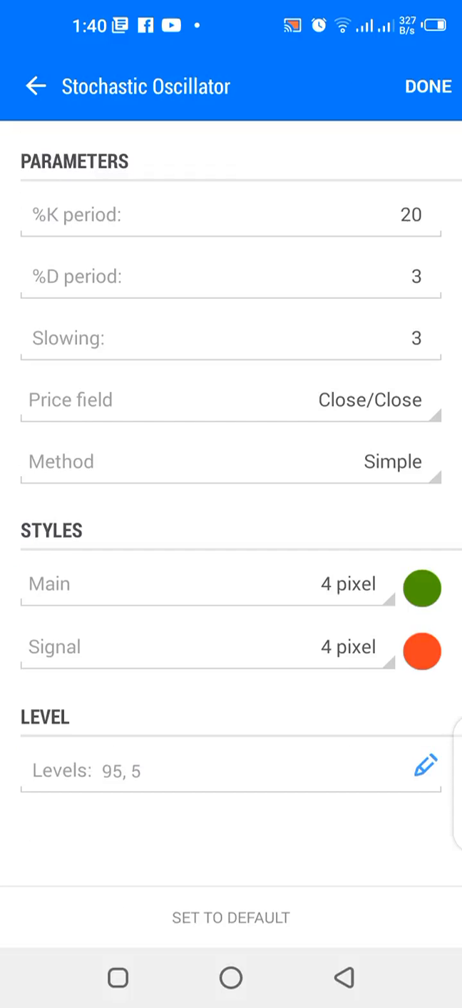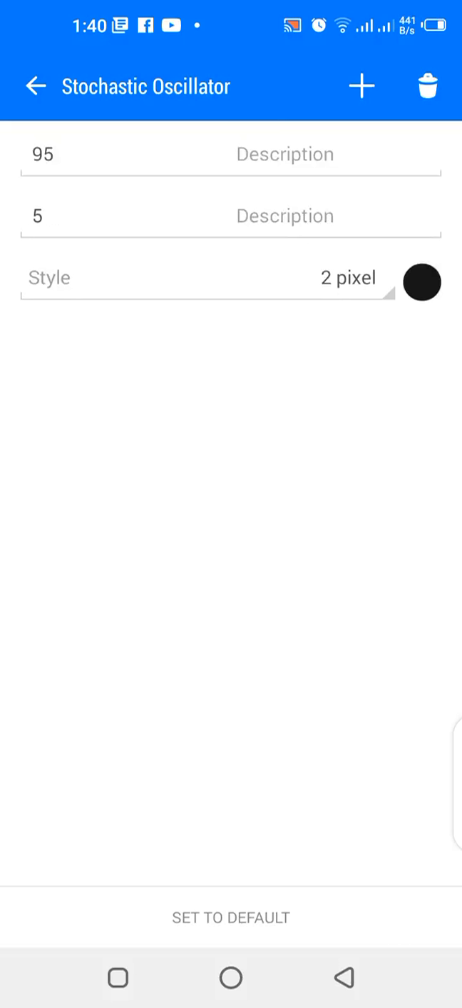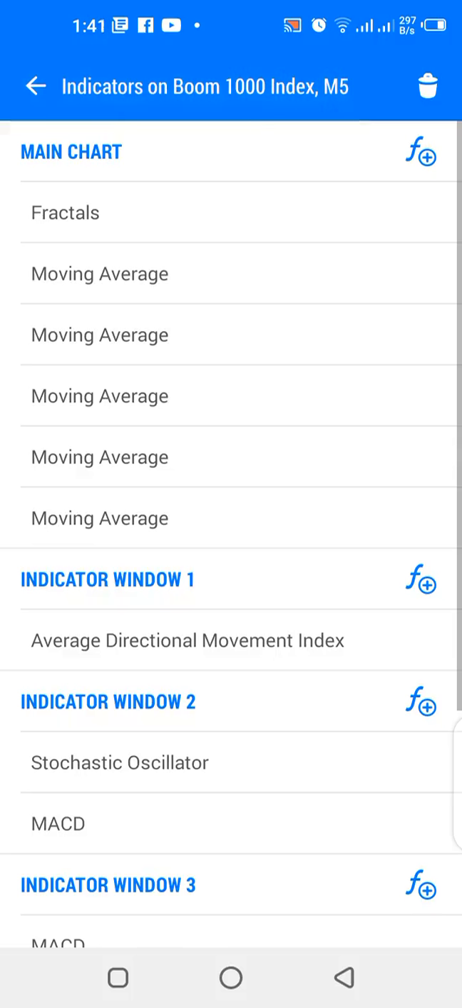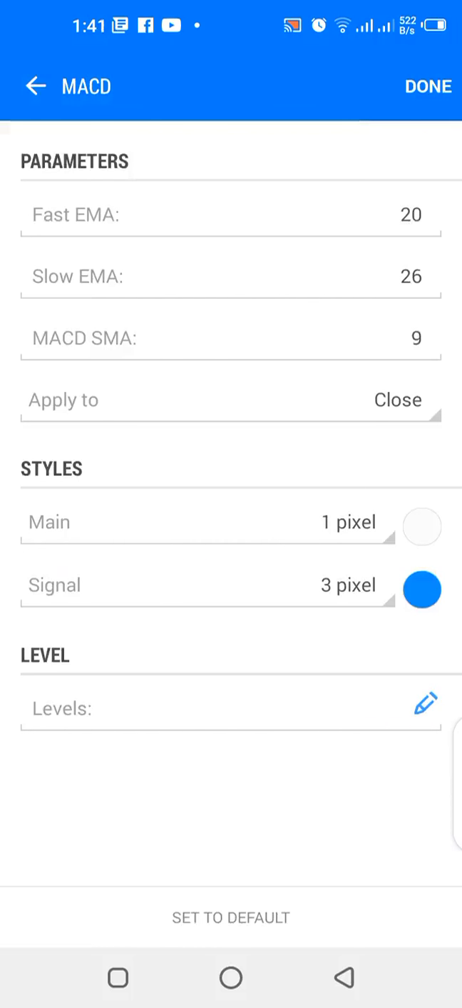For the stochastic oscillator parameters, we have the percentage K period to be 20, percentage D period to be 3, the slowing to be 3, price field to be close on close. Method is simple. The main star color is green and the signal star color is red. Now for the levels of the stochastic, we have 95 and 5. The color is black. Then we have MACD.